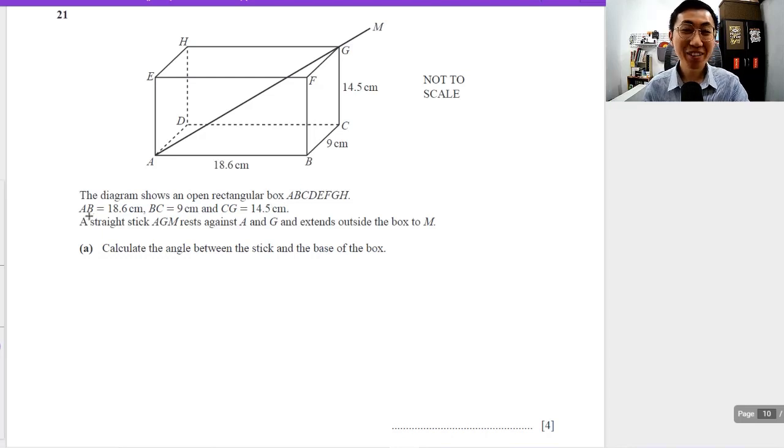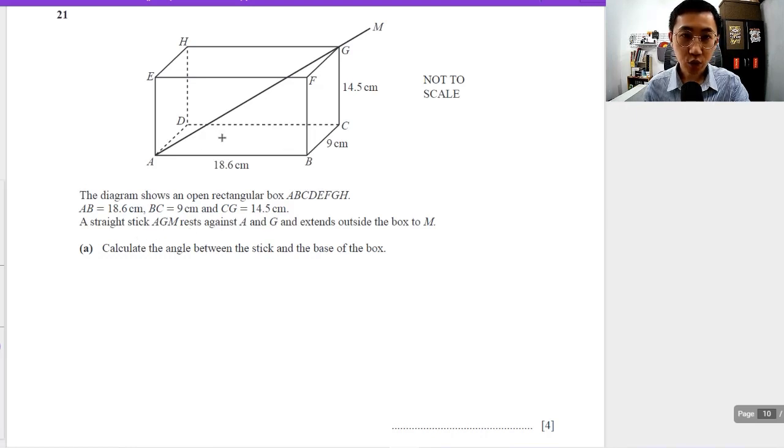Okay, AB equals 18.6 centimeter. Here BC is going to be 9 centimeter. CG is 14.5 centimeter. Okay, so make sure everything is labeled. Nice. A straight stick AGM rests against A and G.